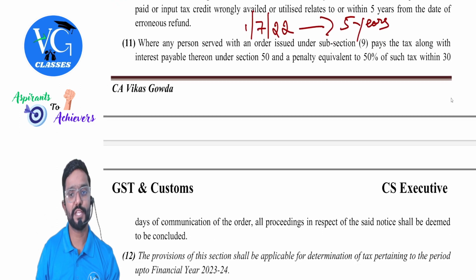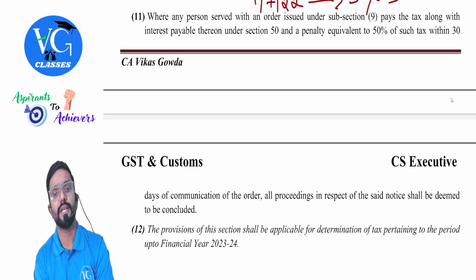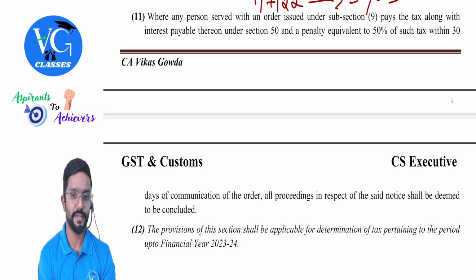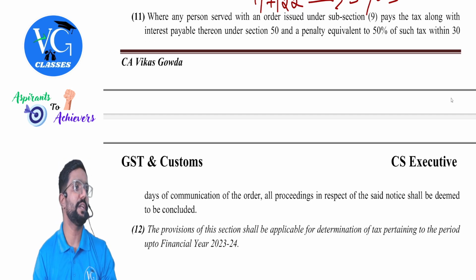Subsection 11. Where any person served with an order issued under subsection 9 pays the tax along with interest payable thereon under section 50 and a penalty equivalent to 50% of such tax within 30 days of communication of the order, all proceedings in respect of the said notice shall be deemed to be concluded.